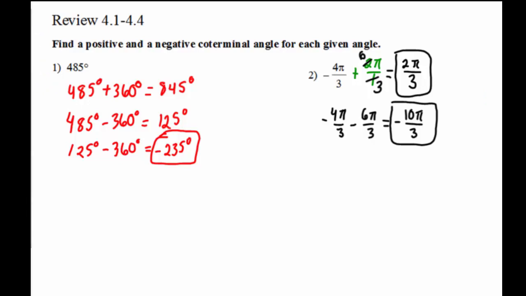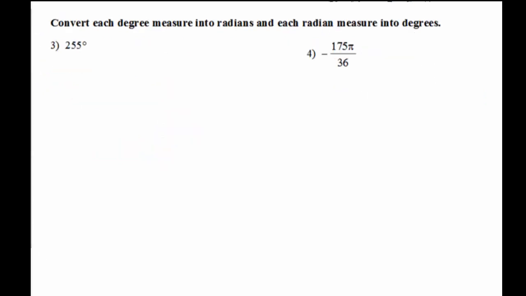Let's go to 3 and 4. So here, it's important to know that coterminal means 360 and 2 pi. When we're converting, we need pi and 180 because pi radians equals 180 degrees. So all we're doing is converting, just like if we were going between inches and feet or things like that. We want to get rid of our degrees, so 180 goes on bottom and pi goes on top.